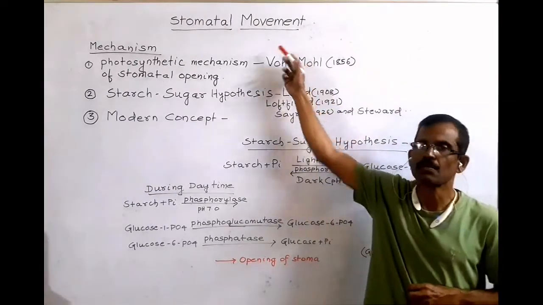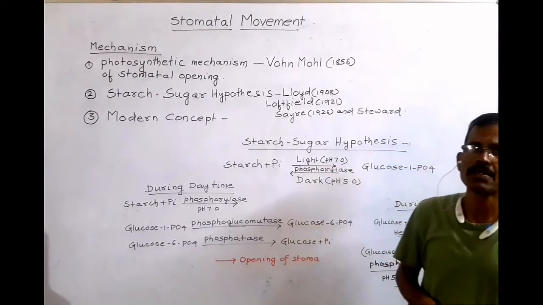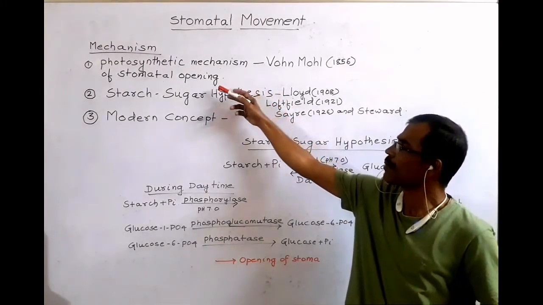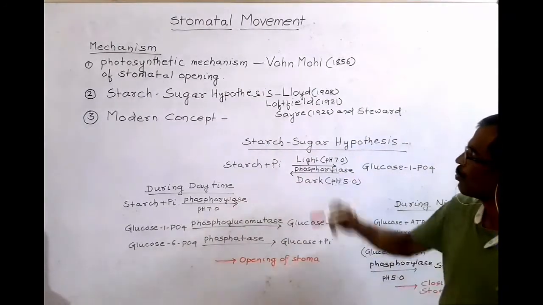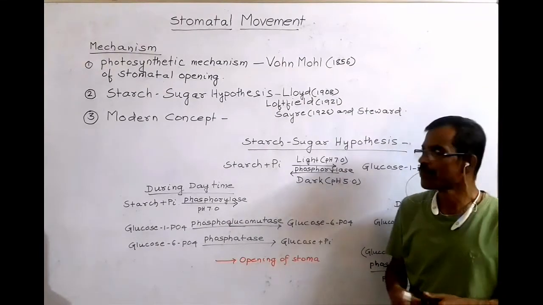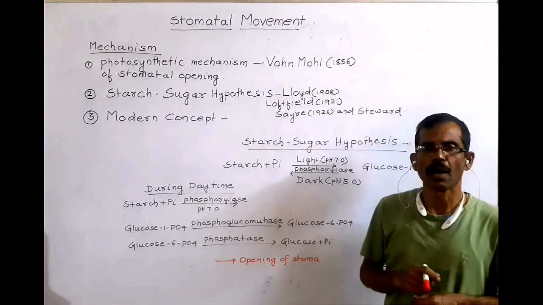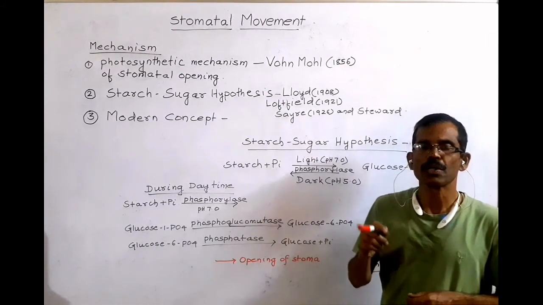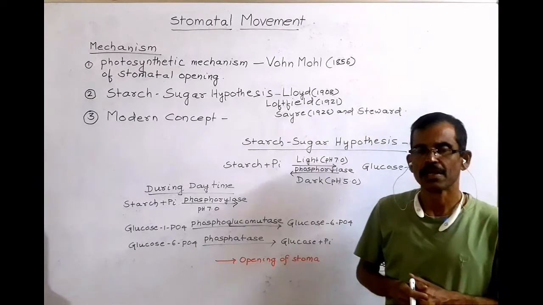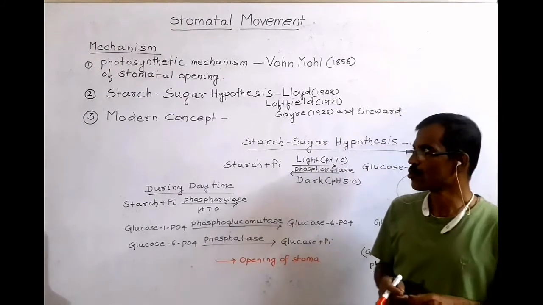Mechanism of stomatal movement. Several hypotheses have been proposed to explain the mechanism of stomatal movement. First hypothesis is the photosynthetic mechanism of stomatal opening, which was proposed by von Mohr in 1856. According to this hypothesis, because the guard cells contain chloroplast, they produce osmotically active photosynthates by the process of photosynthesis. So the guard cells become turgid and that causes the opening of stoma.